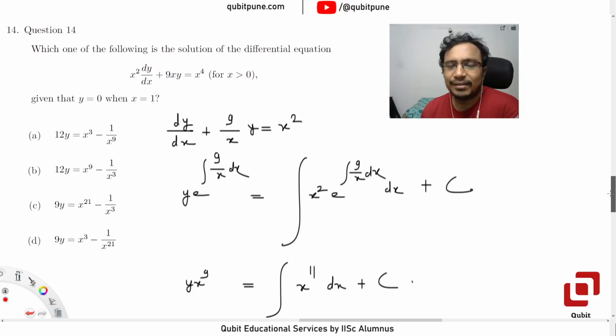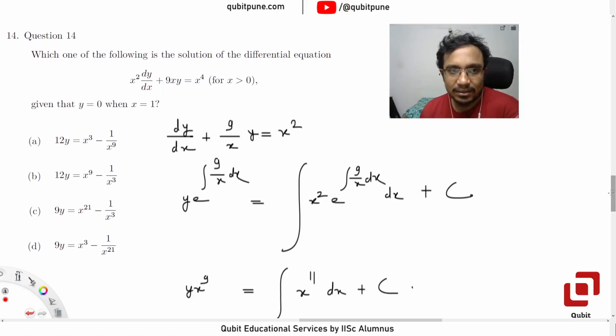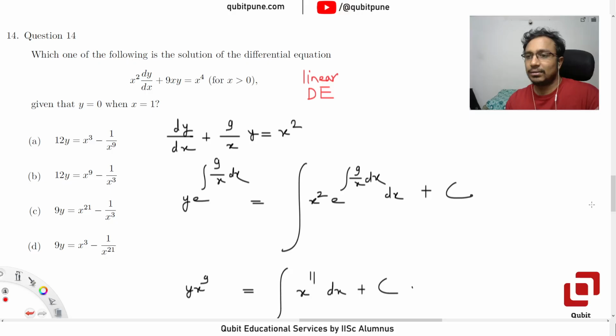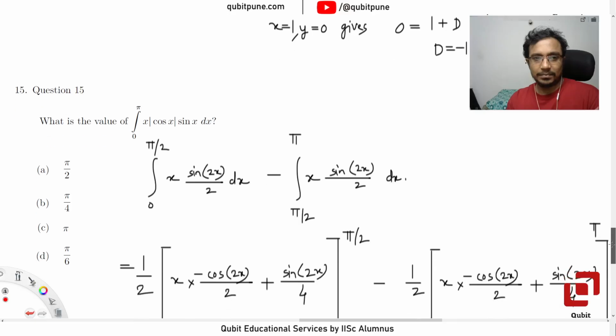ये स्टैंडर्ड लीनियर डिफरेंशियल इक्वेशन है, पर्टिकुलर सॉल्यूशन पूछा है, तो पहले एक्स स्क्वायर्ड से डिवाइड करेंगे और फिर लीनियर डिफरेंशियल इक्वेशन का फॉर्मूला लगाएंगे. आई होप ऑल ऑफ यू कुड डू दिस. Yes, about question 14, any doubt? No, sir. No, sir. Yes, thank you.